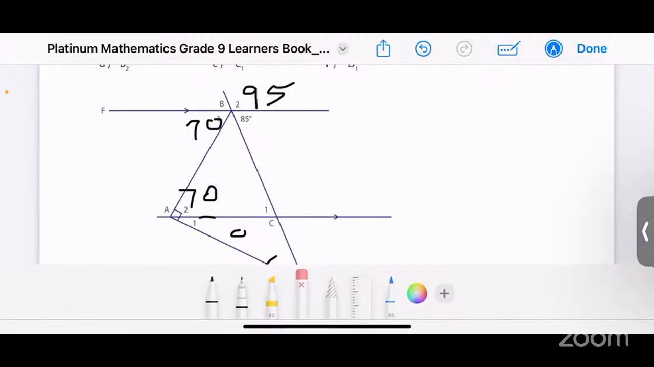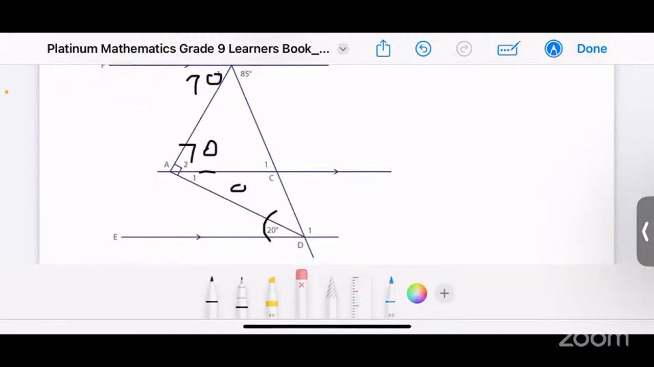And then we come at C. At C, we have got F. If there is 85, it means down here it's 85. And then for us to get C1, vertical what? C1 becomes vertically opposite, ne? Yes, ma'am, to that angle.